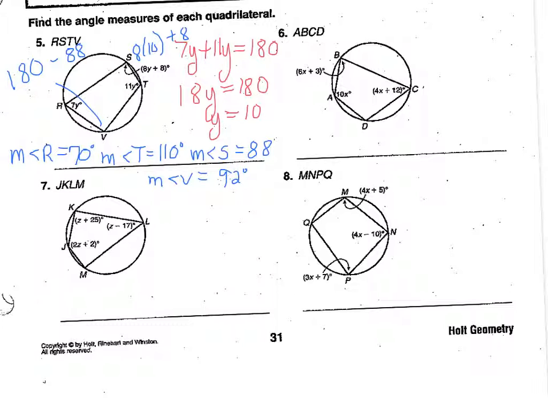Are you always going to have something like 7Y and 11Y in the problem? Opposite angles are going to be supplementary. Yeah, so those two are supplementary, and these two are supplementary. So A and C, and the other pair, are supplementary? That is right. Yes. Okay. So if they are supplementary, X is equal to what?